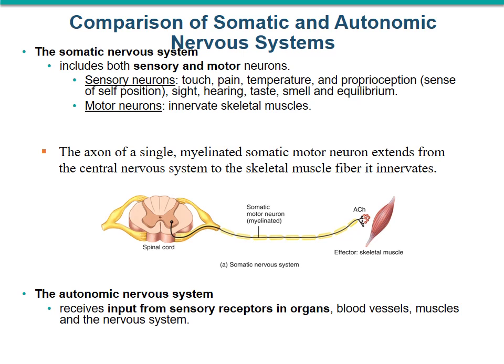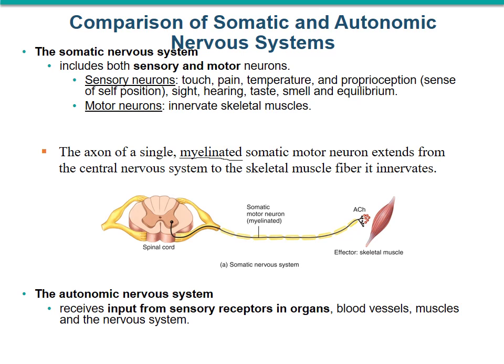Motor neurons are those neurons that leave the central nervous system, go out into the peripheral nervous system, and control and innervate skeletal muscles. The axon of one single myelinated somatic motor neuron, and remember the myelination in this particular case is going to be caused by Schwann cells because we're in the peripheral nervous system, extends from the central nervous system all the way out to the skeletal muscle fiber it innervates. So when we talked about, for instance, the motor units, that one neuron and all of the muscle fibers that it innervates, that is a single axon from a single myelinated somatic motor neuron attaching to all of the muscle fibers involved in that motor unit.